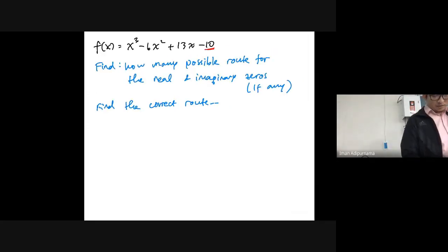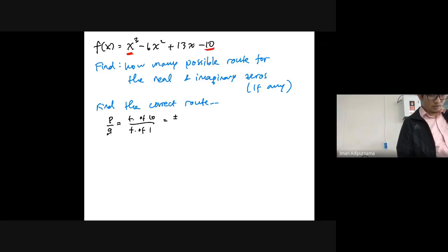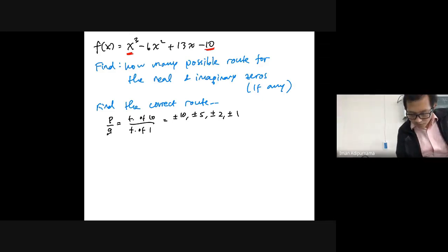Okay, we can look at the last and the first term, writing the p over q. It is a factor of 10 over a factor of 1. Then we can write 10, 5, 2, and also 1. So these are our possible zeros for the real numbers.